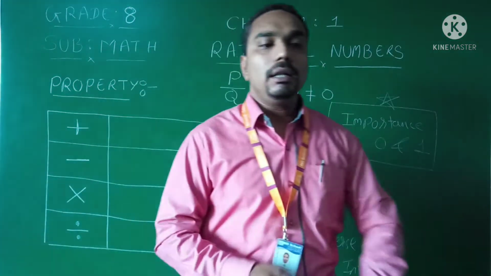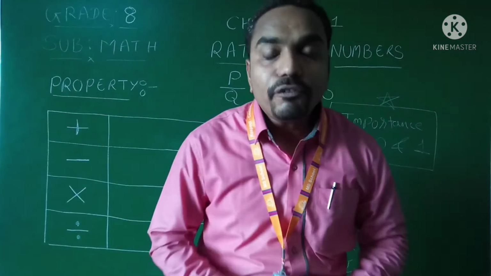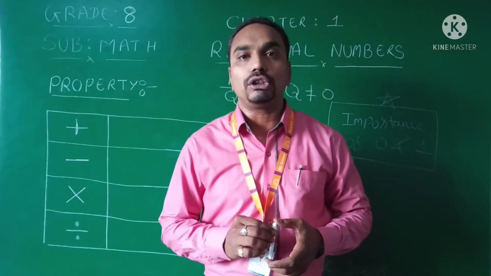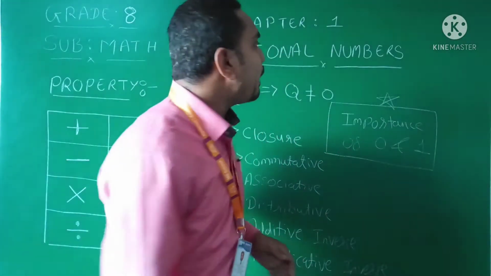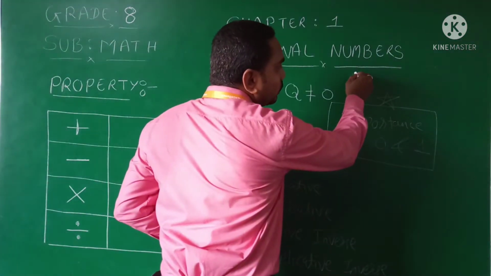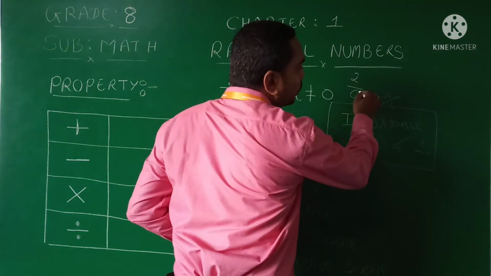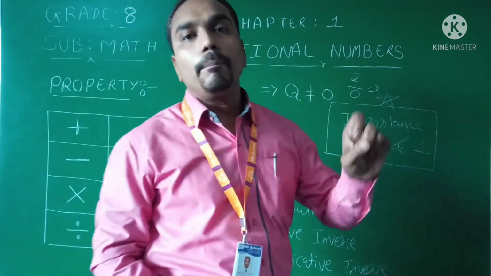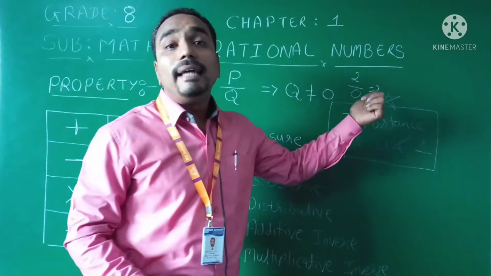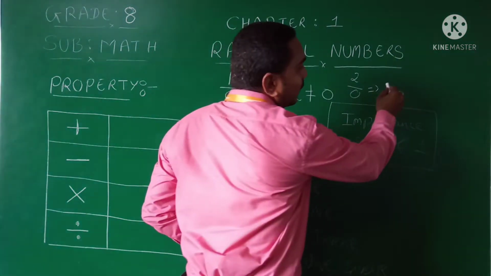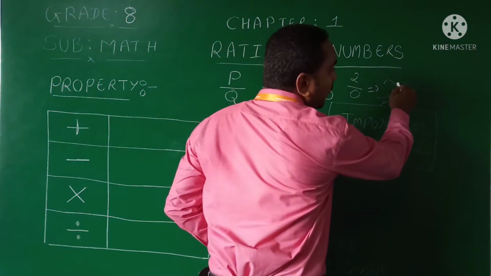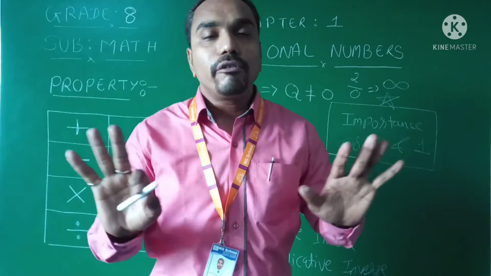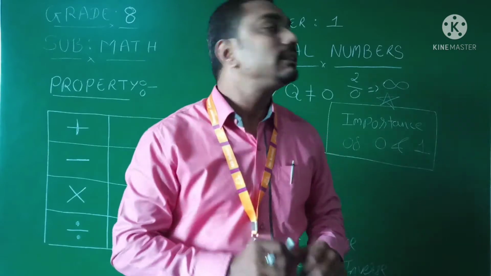For example, in the format of P upon Q, if Q is equal to 0, let's take an example, 2 upon 0. When we divide something by 0, we cannot find the answer. So it is known as infinite. Infinite means not finite. Okay guys?